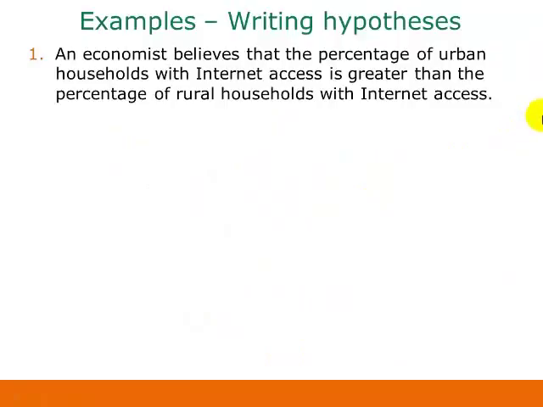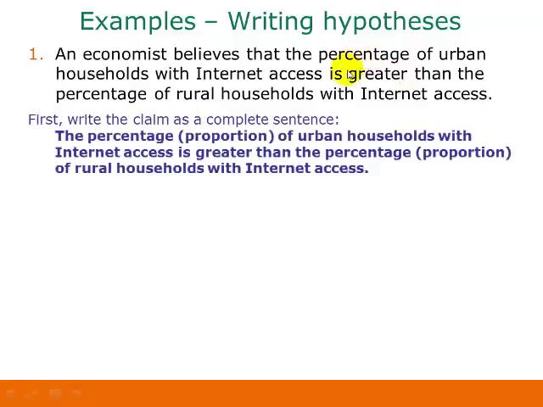So let's do some examples of writing hypotheses. First example: an economist believes that the percentage of urban households with internet access is greater than the percentage of rural households with internet access. First, we'll write the claim as a complete sentence. So the percentage, and remember, percentage means proportion, of urban households with internet access is greater than the percentage or proportion of rural households with internet access.